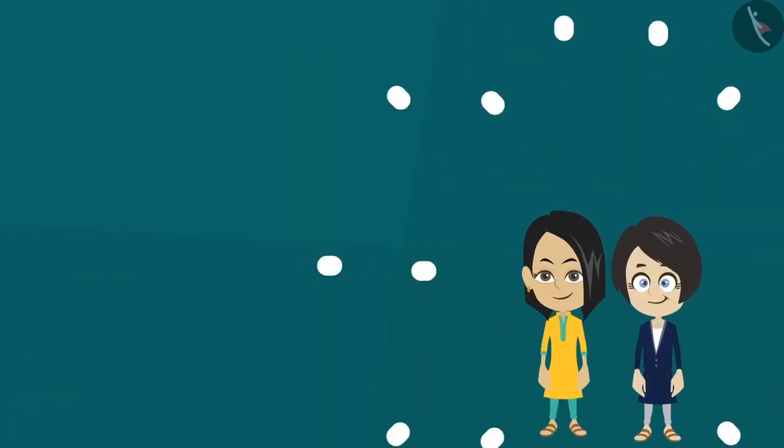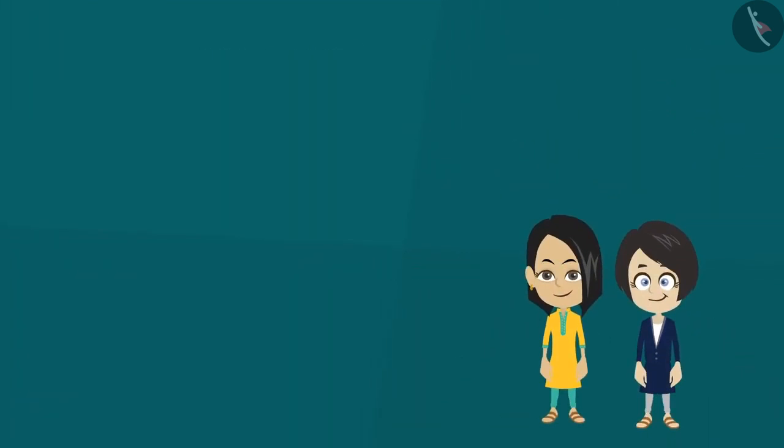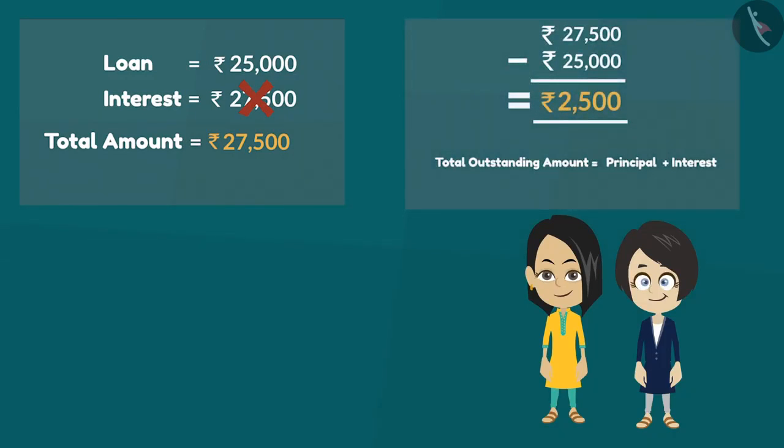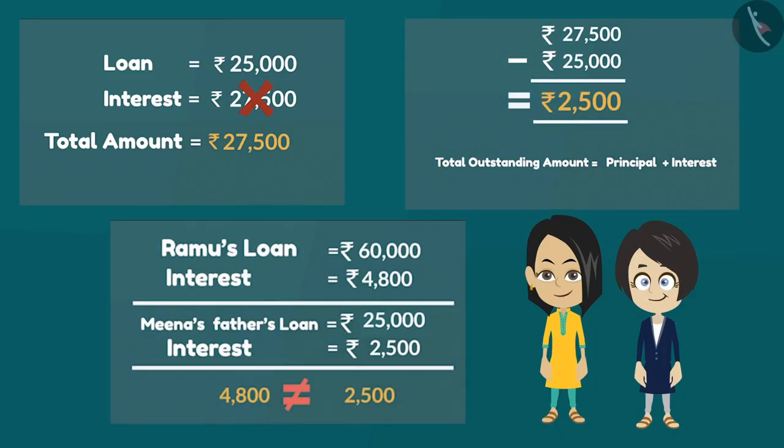So friends, along with Bubbly and Meena, today we have learned how to find out the total outstanding amount by adding principal amount and interest. And we also learned that the interest amount changes according to the loan amount. Thank you.